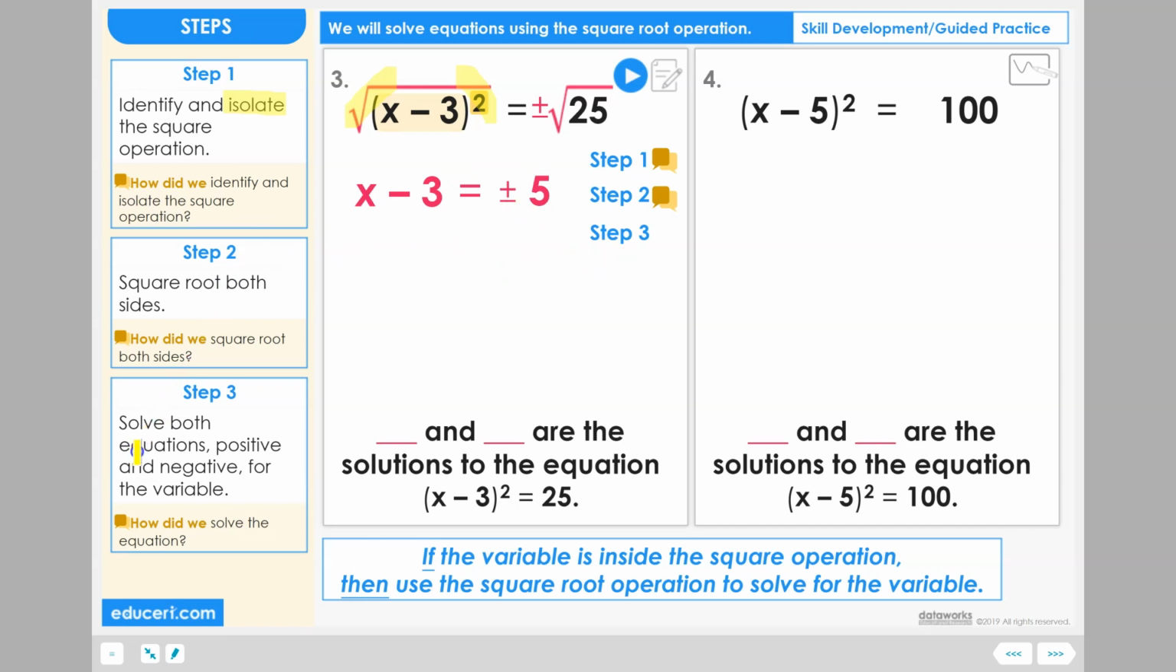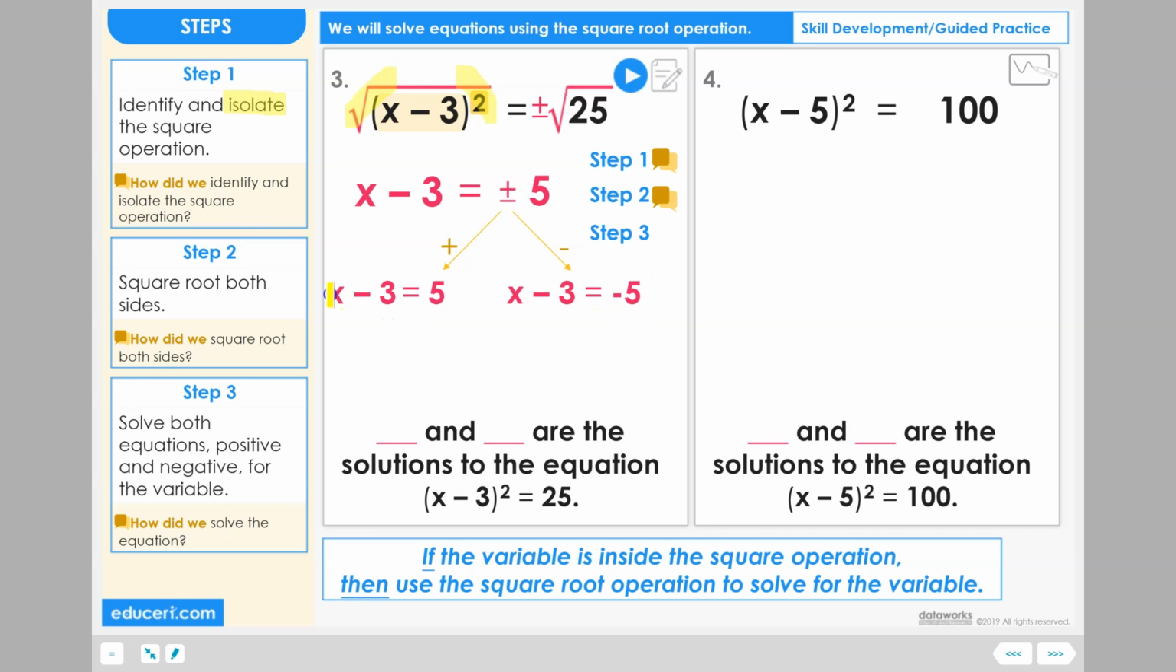Step 3. Solve both equations, positive and negative, for the variable. So we are going to take our equation here and we're going to create two equations, one for a positive 5 and one for a negative 5. We'll begin with the positive. x minus 3 is equal to positive 5 and x minus 3 is equal to negative 5.